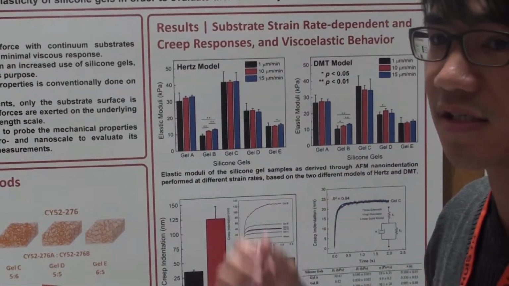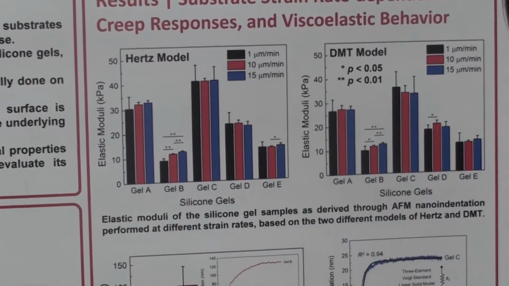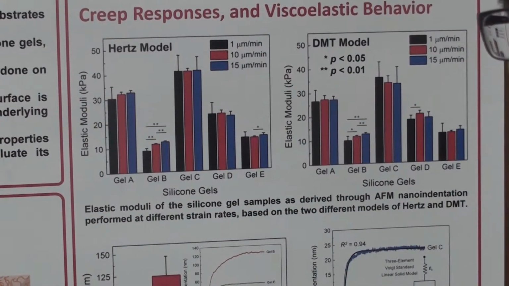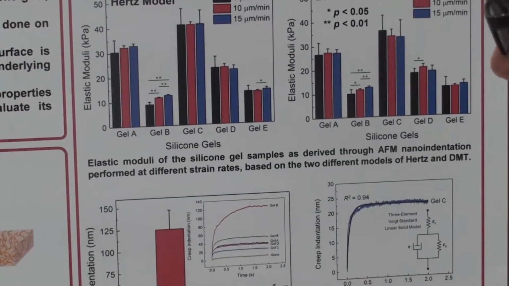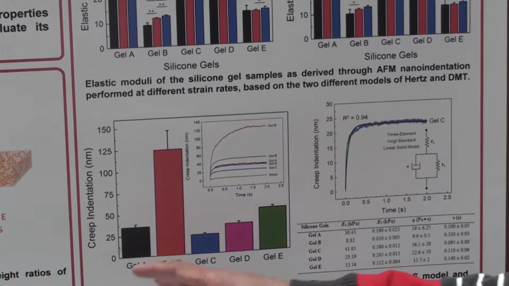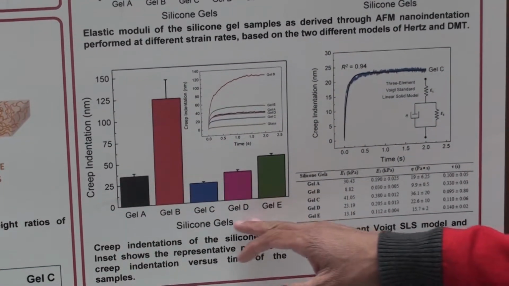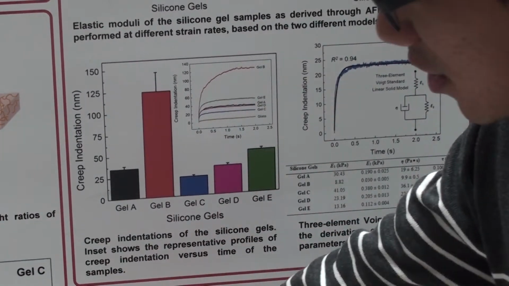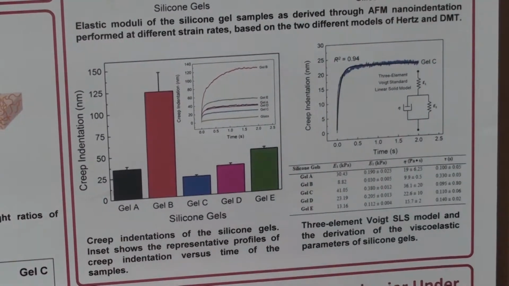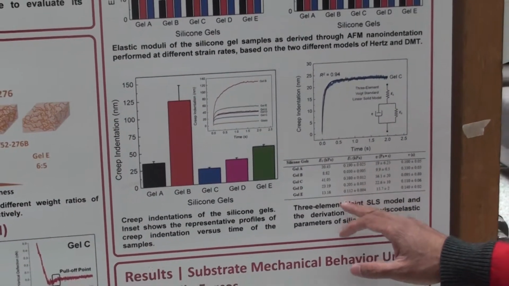After evaluating the elastic modulus of these gels, or the stiffness of these gels, basically we move on to characterize more about the viscoelastic behavior of these gels. So using the same instrument, atomic force microscope, we characterize the creep response of these 5 different types of silicon gels. And based on this Voigt SLS model, we extracted all the viscoelastic parameters of these silicon gels.